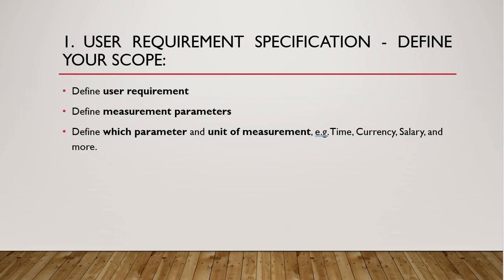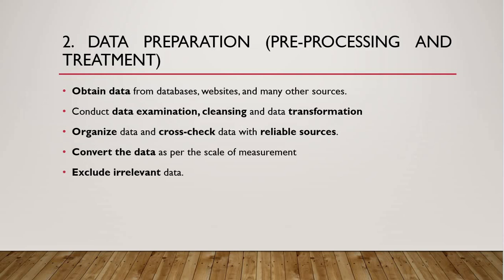Okay, let's look at the first one, user requirement specification. First kali, define your scope. Define user requirement, define measurement parameters, define which parameter and unit of measurement. For example, time. Kalau time tu nak measure dalam apa? Dalam second ke? Ataupun currency. RM ke? US ke? Okay, salary and more. Apa yang kita nak measure? Parameter apa dan unit dia. Okay. Selain daripada user requirement tu lah.